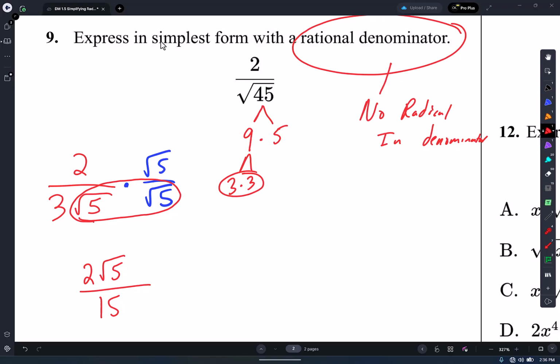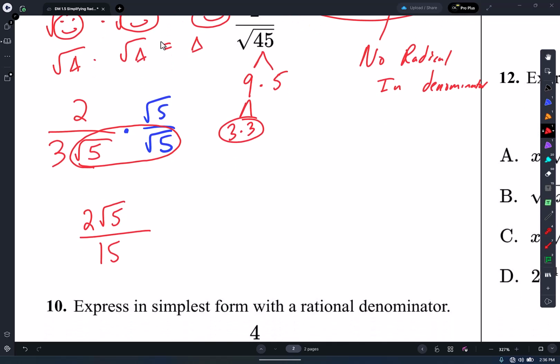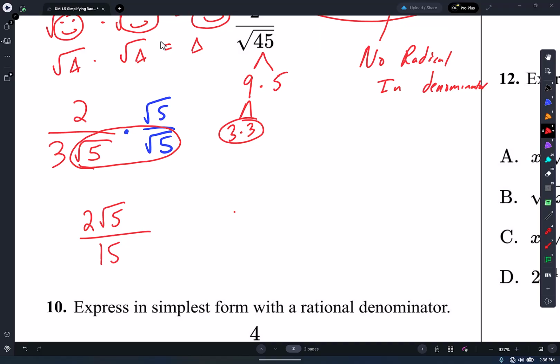Remember, square root of happy face times square root of happy face is just happy face. Square root of triangle times square root of triangle is just triangle. Square root of 9 times square root of 9 is just 9. Why?